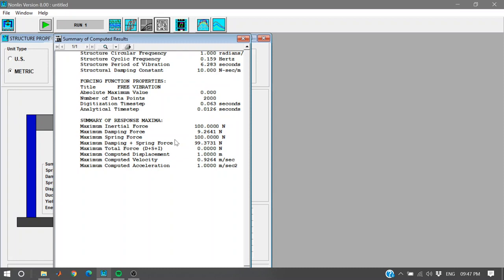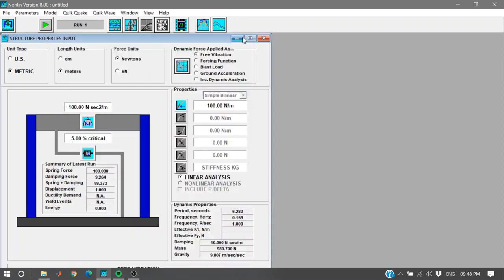So for the free vibration case in linear analysis, this 100 becomes my F0. So my F0 for this particular loading function is 100, F0 equal to 100, and U0 is 1 meter. That is the maximum computed displacement, U0 is 1 meter. So this is how we perform the linear analysis for free vibration case. Let us look at all the other options which are available.